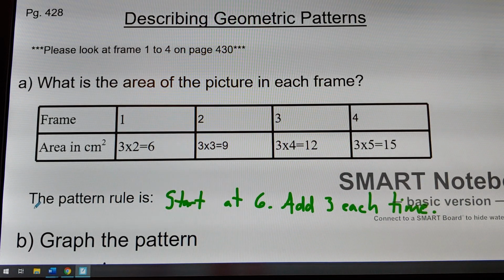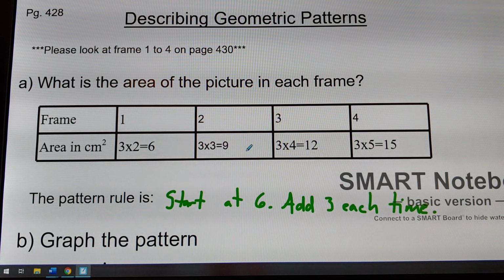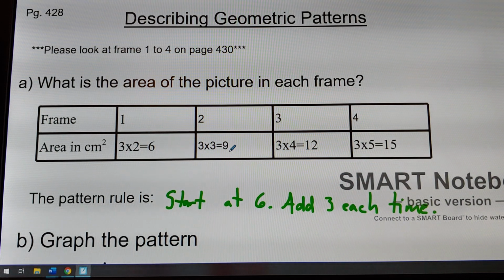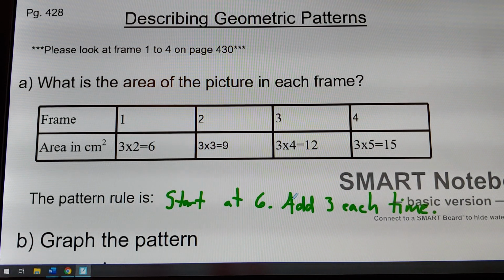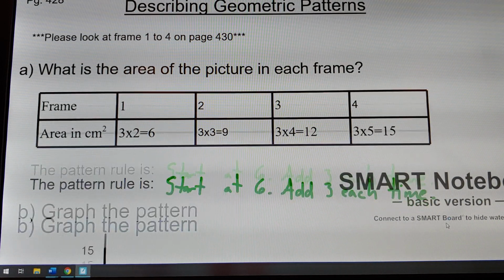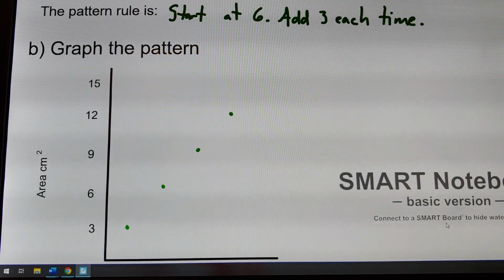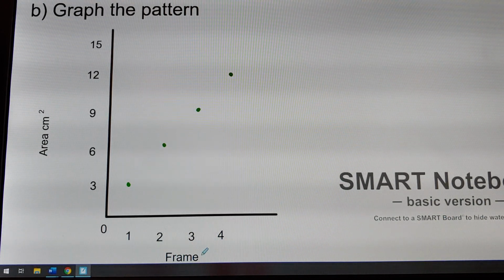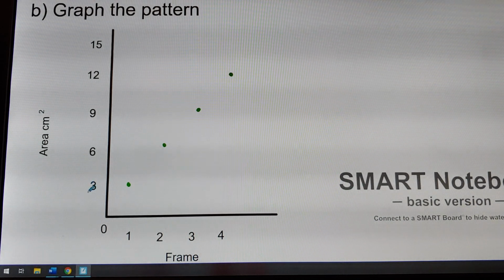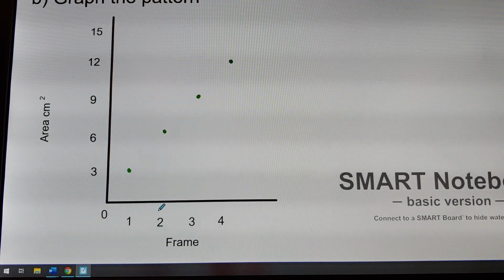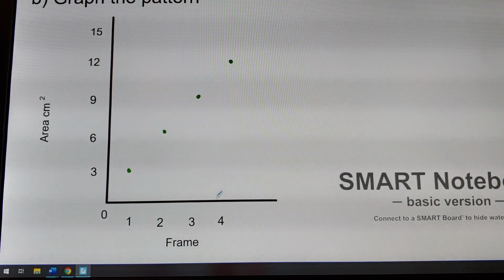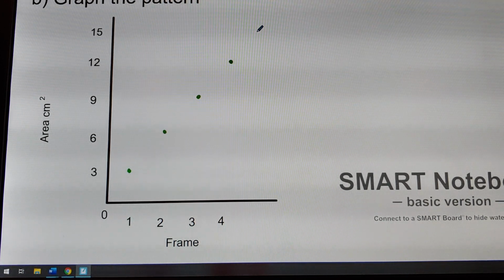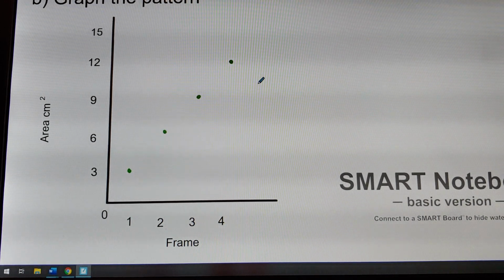The next thing they asked us for is the pattern rule. So we see 6, 9, 12, 15. So we're starting at 6, and we went up 3, went up 3, went up 3. So start at 6, add 3 each time. Next thing they're asking for is for us to graph the pattern. So again, naming which frame it is, the area, so we know what these numbers mean. First frame had an area of 3, second frame had an area of 6, then 9, then 12, and we could predict if we saw the fifth frame that it would have an area of 15 right up here. Okay?